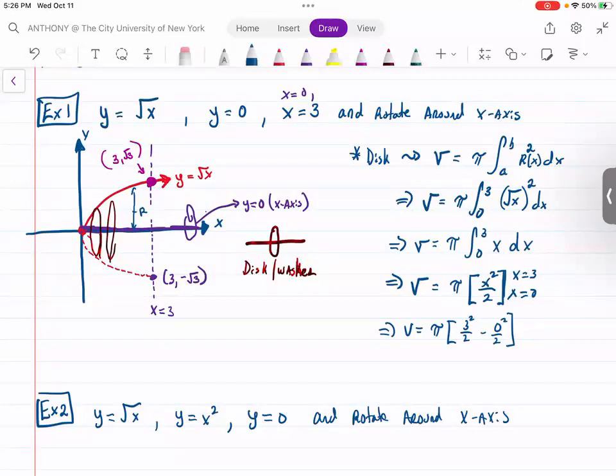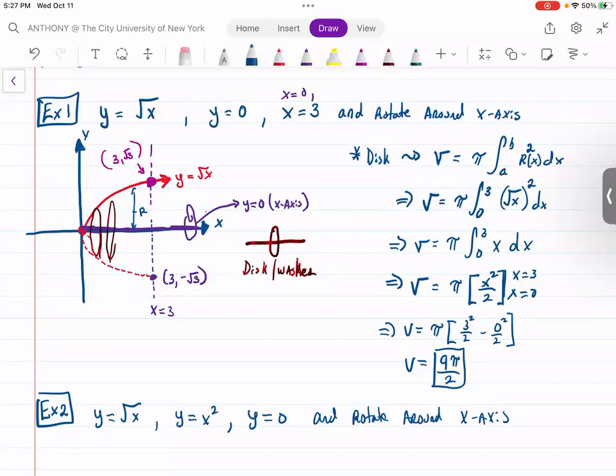0. So we have 3 squared over 2. What's 3 squared over 2? 9 over 2. So volume is equal to 9 pi over 2. And that's your solution using the disk method.